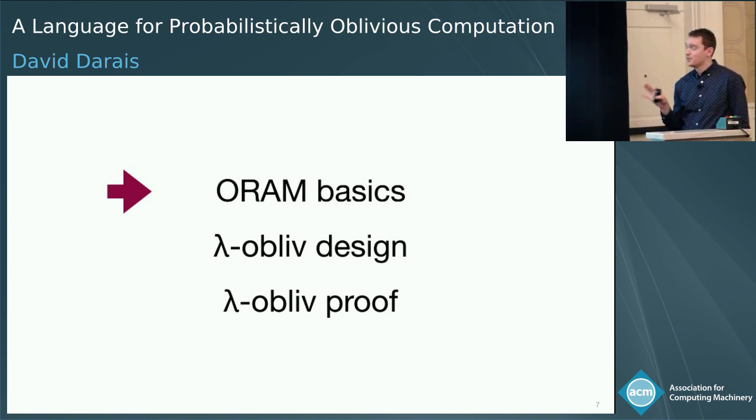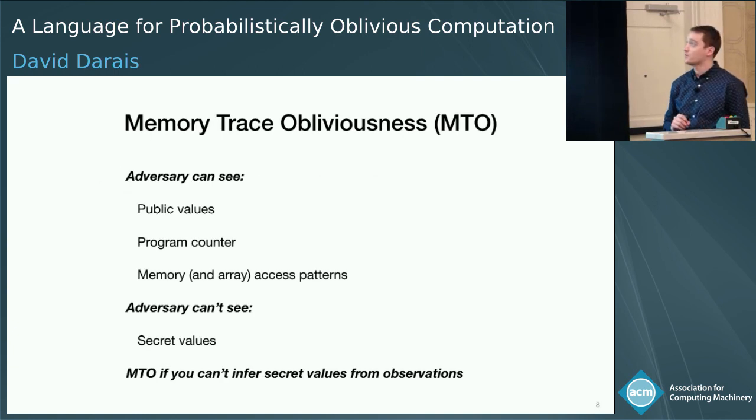So digging into ORAM and oblivious algorithms, first I want to talk about the security property that they want to satisfy. So a standard non-probabilistic security property that a lot of oblivious algorithms satisfy is called MTO, for memory trace obliviousness. This is an adversary model where the adversary can see public values, the program counter, memory and array access patterns, and they can't see secret values that you pass around in your program. And the MTO property is that you can't infer secret values from public observations. It's a relatively straightforward non-interference property, given this stronger adversary.